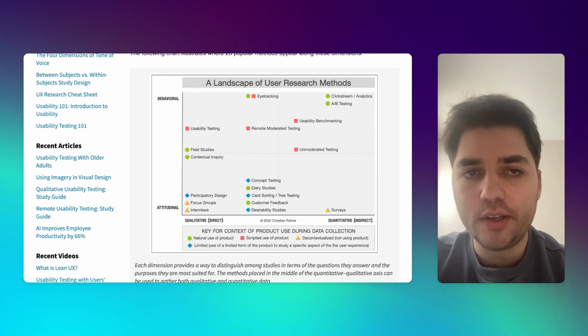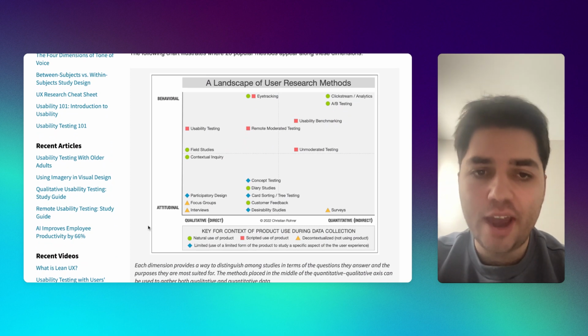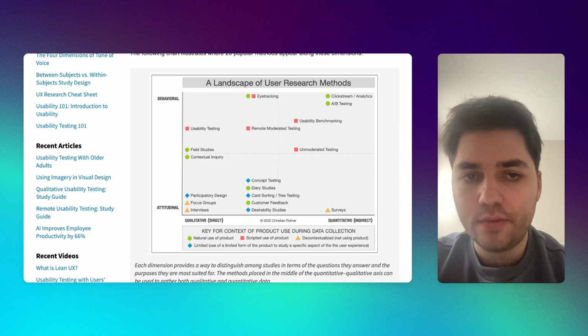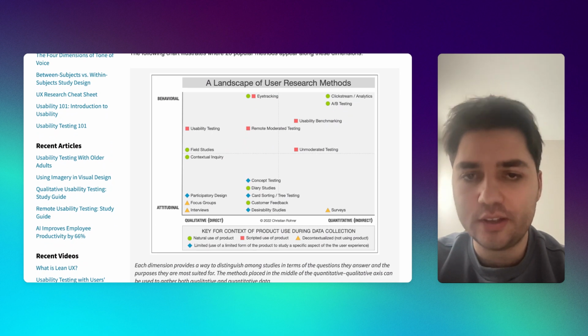Starting off with the qualitative and behavioral quadrant, we see there's field studies, usability testing, remote moderated testing, and eye tracking. I'll be going over each of these more specifically in a bit. In regards to attitudinal and qualitative, there's interviews and focus groups. There's desirability studies, participatory design, and customer feedback. There's card sorting and tree testing. There's diary studies, and there's concept testing. And in quantitative and attitudinal, there's surveys.